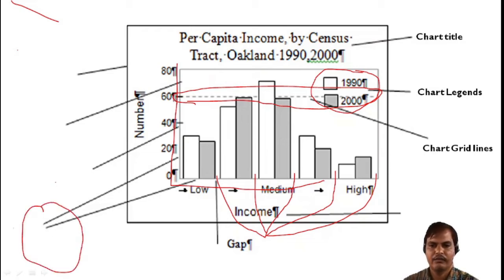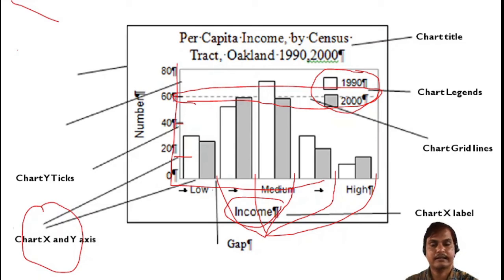Yes, we can write it here, x-axis and y-axis at the same time. What is it called? Yes, dear student, this is the x label and the x-axis and y-axis of your chart. Apart from that, you can see these lines are available. Can you tell me what these lines are? Yes, dear student, they are called chart y-ticks. At the same time, they may be available on the x-axis also.